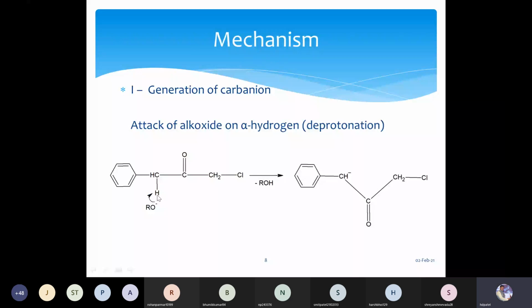When it is converted into ROH, this electron will migrate from hydrogen to carbon, and as a result, we will get carbanion. We are having carbanion now. So generation of carbanion is our first step. How is it possible? By deprotonation. How does deprotonation take place? By attack of alkoxide. So alkoxide attacks the alpha position hydrogen, and after deprotonation takes place, as a result we are having carbanion.